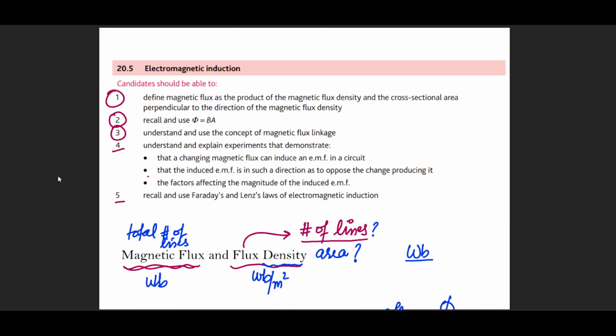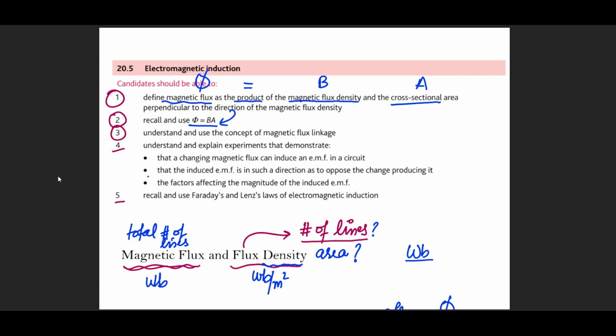So then we move back to the syllabus and we see that we have finally understood what is phi equals BA. We understand the concept of magnetic flux, and we see that it is the product of magnetic flux density, which is B, with the cross-sectional area A, and the magnetic flux phi equals the product of this, which is what is represented over here.